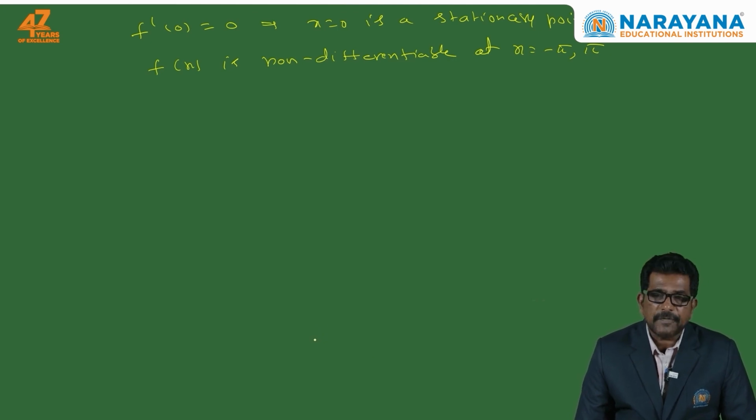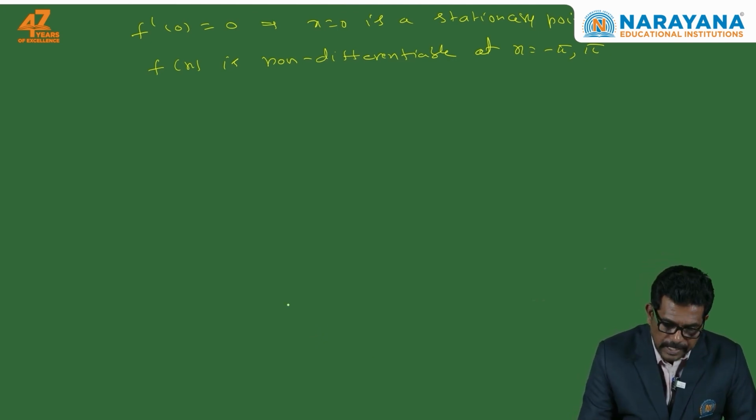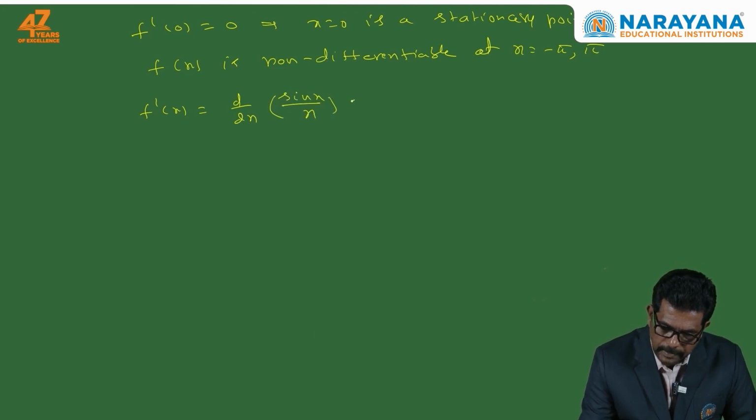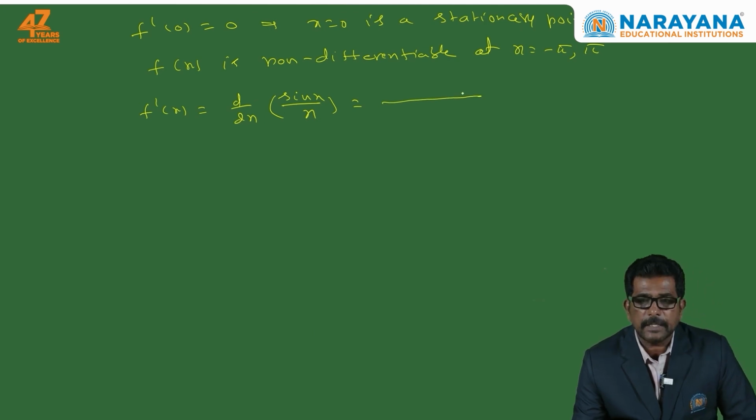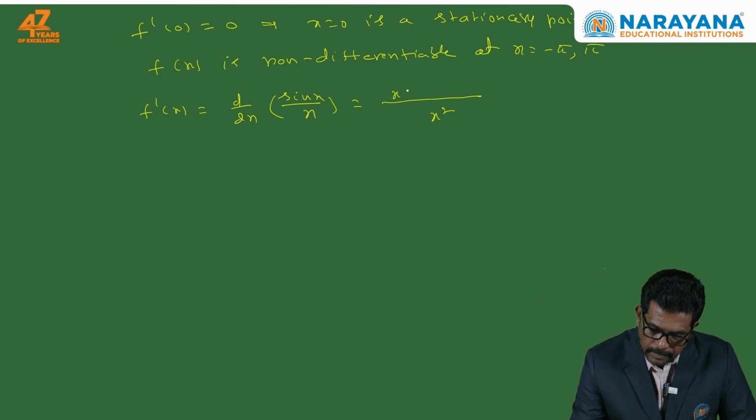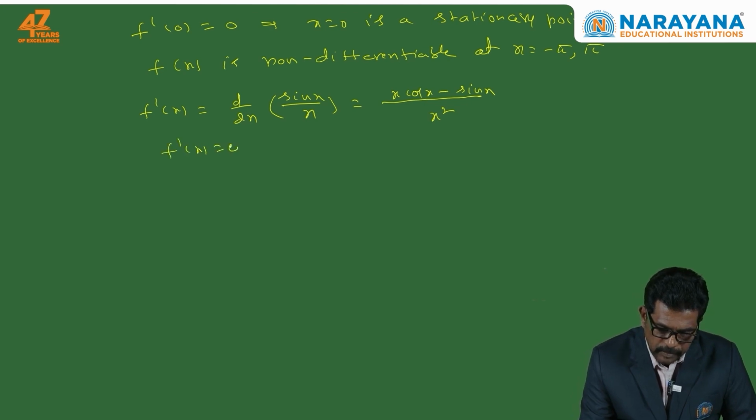Now f dash of x is equal to 0. We are going to find out f dash of x is equal to 0. That is, f dash of x is equal to, we are differentiating with respect to x, sin x by x. Now the derivative of sin x by x, using the u by v rule, we are writing this as x cos x minus sin x over x squared. So f dash of x is equal to 0 implies x cos x minus sin x is equal to 0.